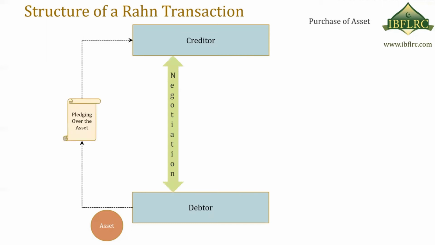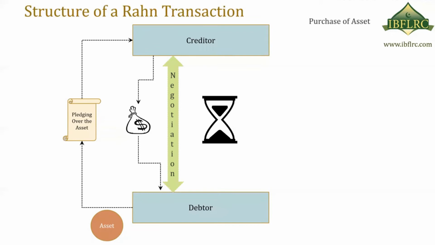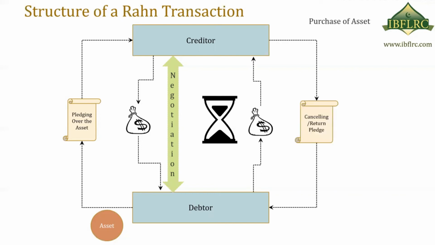The debtor signs the contract pledging the asset to the creditor as security against the loan. The creditor transfers the agreed funds. With time and according to the contract terms, the debtor should pay. The debtor pays the creditor the amount owed. The creditor cancels the pledge, and that is how a Rahn transaction ends.